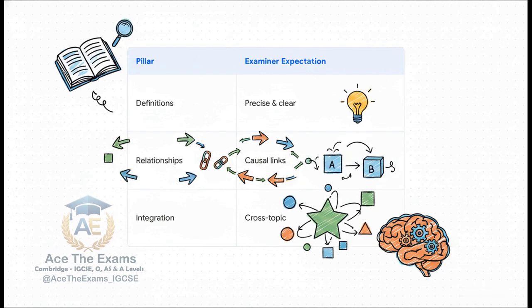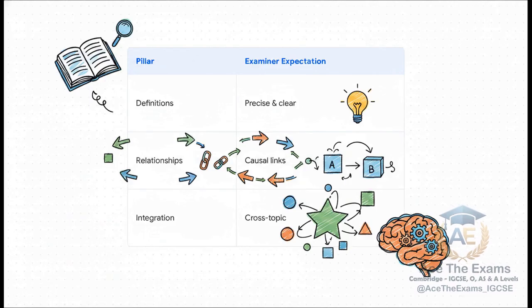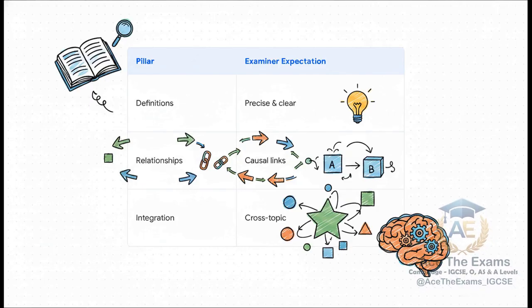No sloppy execution. Second, relationships. Your complex sentences shouldn't just be long for the sake of being long. They must establish clear causal links. You have to show the examiner exactly why play A leads to result B.